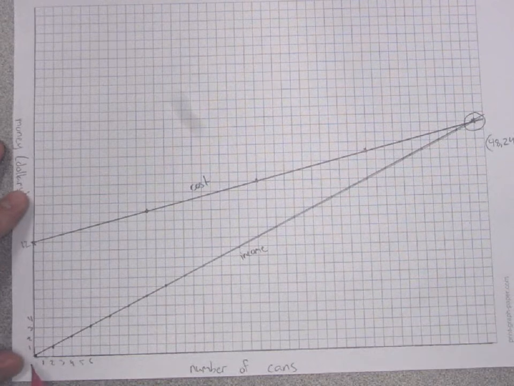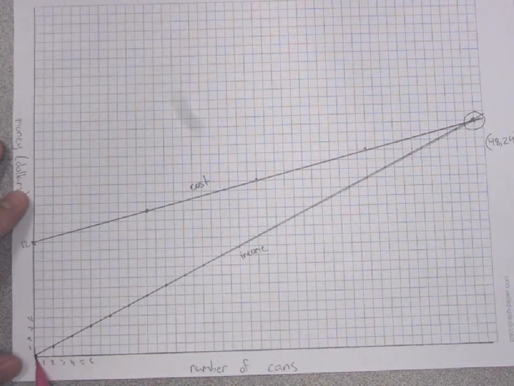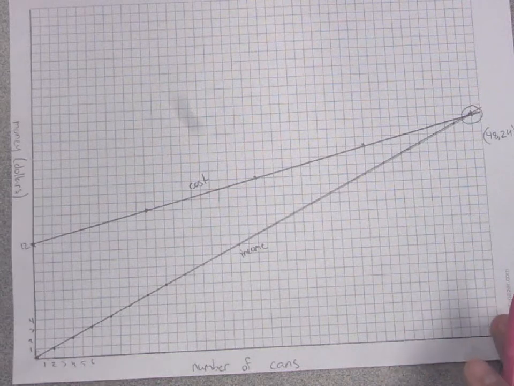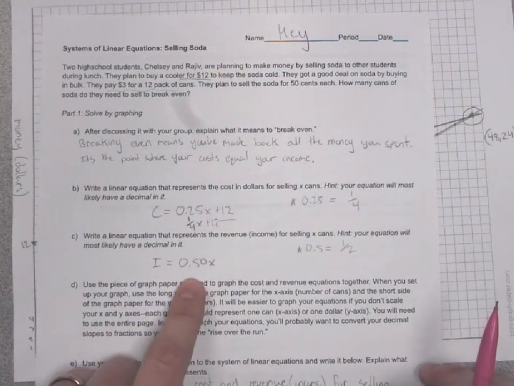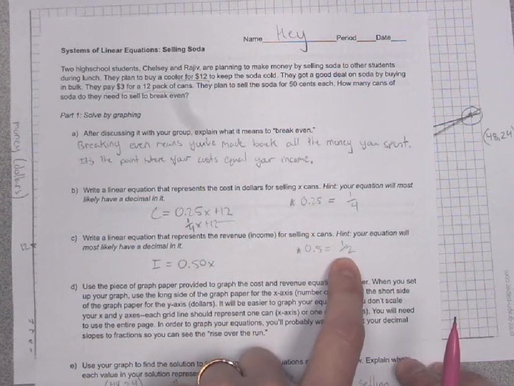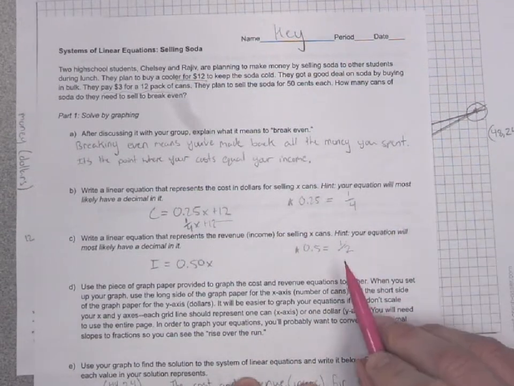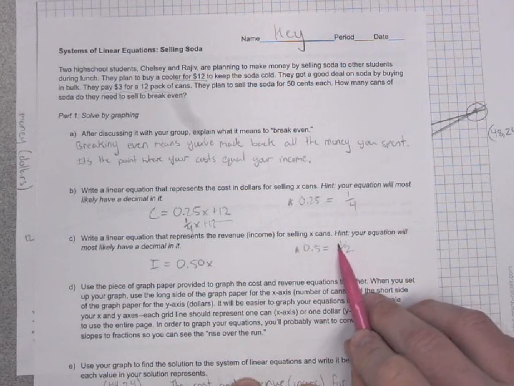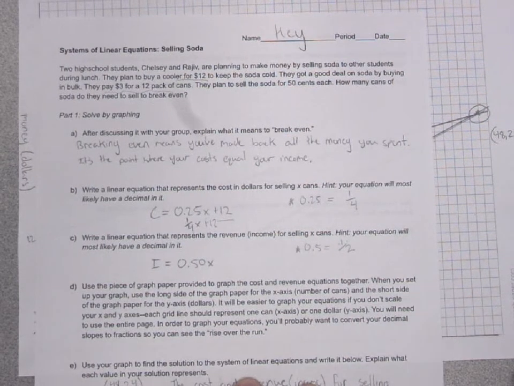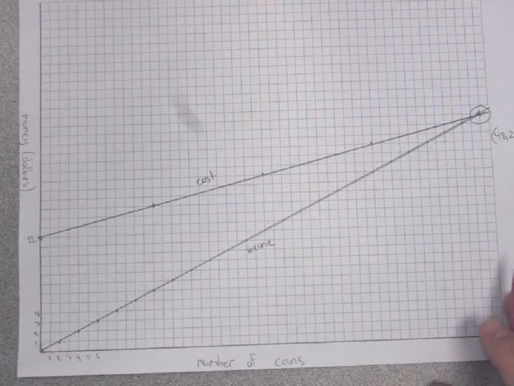The other one down here, this is the income, also known as the revenue, how much money you're making. So I started at 0, and then I go up 1, right 2, up 1, right 2, up 1, right 2. Again, converting this decimal 0.5 to a fraction, 1 over 2. So this would be $1 for 2 sodas, or every time I go up $1 in income, that means I've sold 2 sodas. So that's kind of what's going on there.